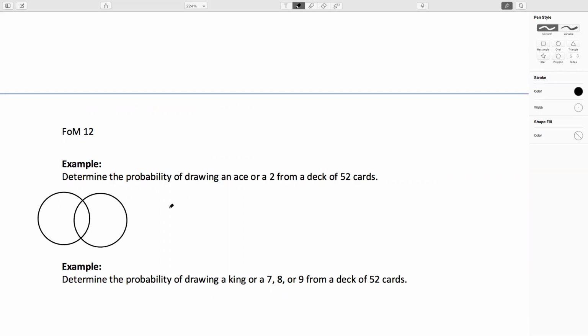So there's our Venn diagram. It's a little bit lopsided, that's fine. One of these will be aces, one of these will be 2s. Now, in a deck of 52 cards, there's 4 aces, there's 4 2s, but there are no aces that are also 2s. So there's actually nothing in the intersect. So because the intersect is empty, these are mutually exclusive events.